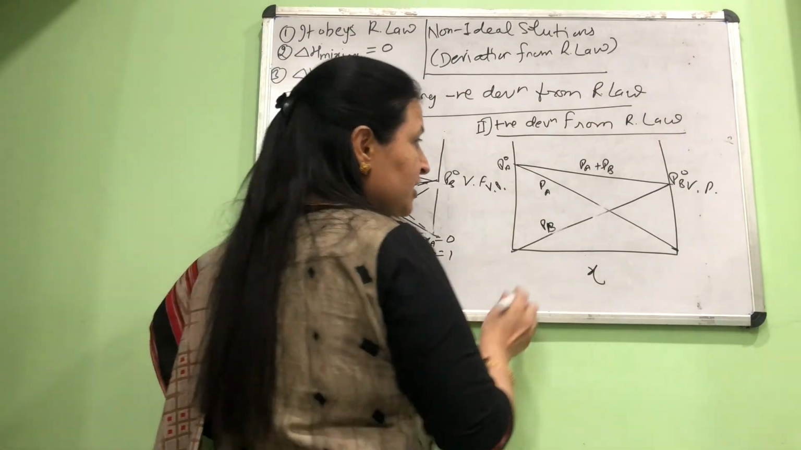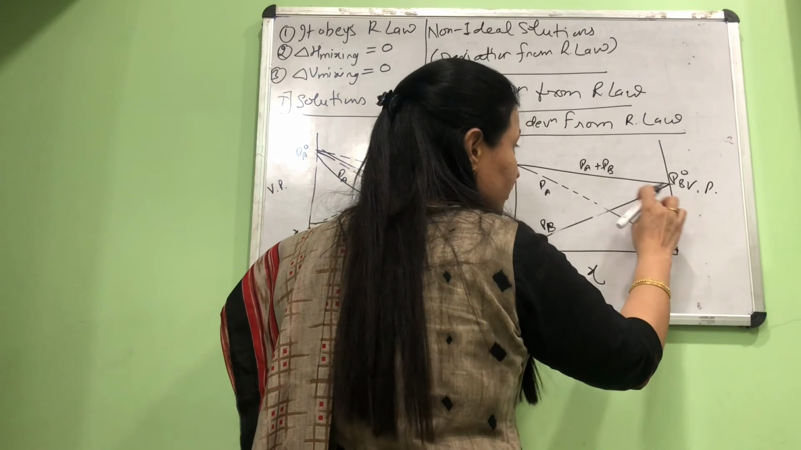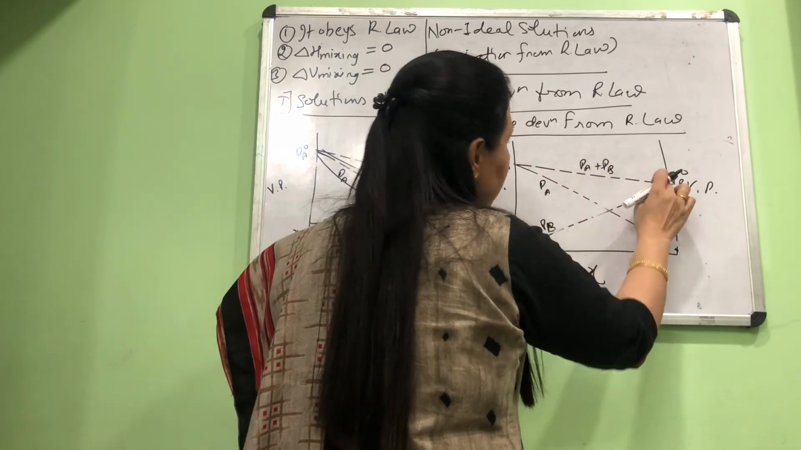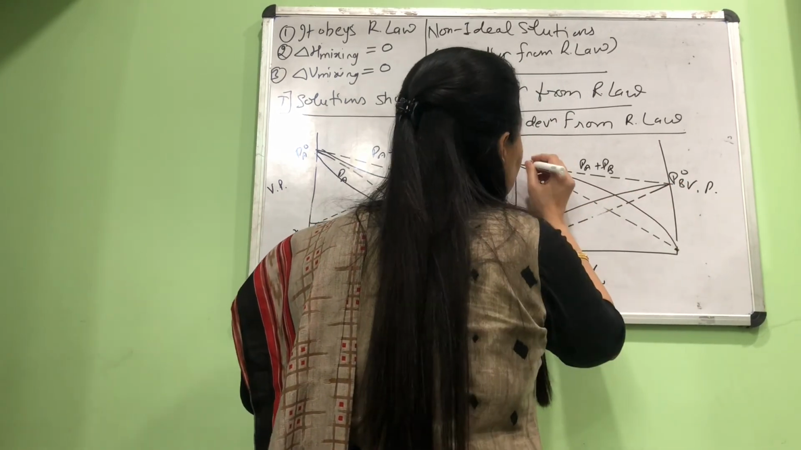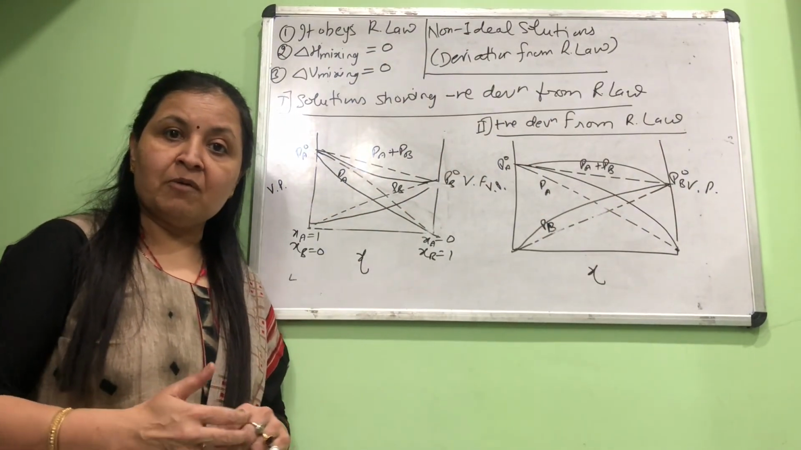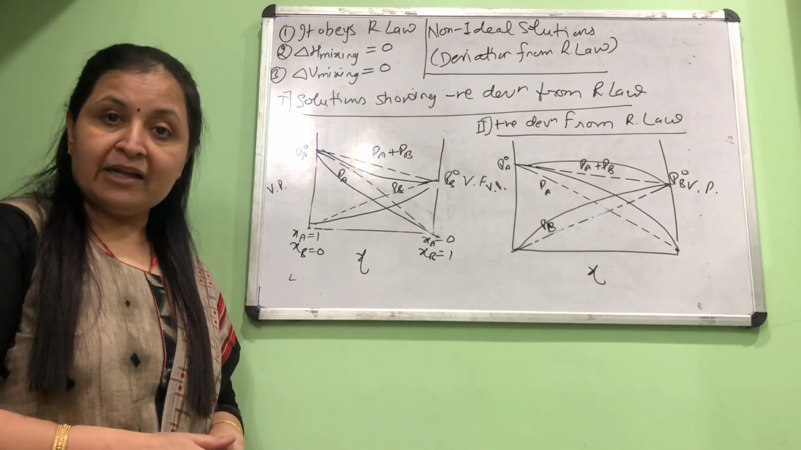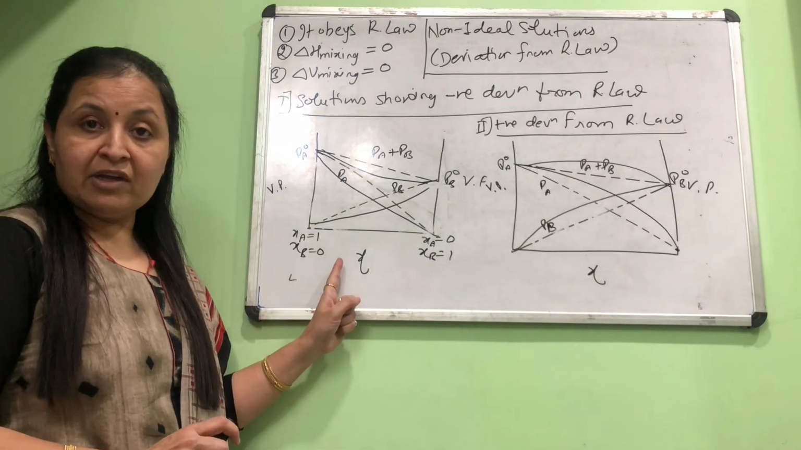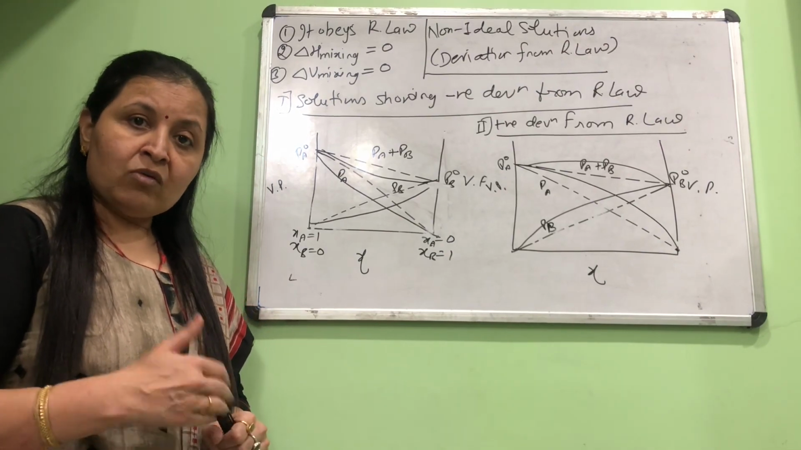In positive deviation, this is again a dotted line showing the ideal behavior. This is what we expect to happen, but this is not happening because of positive deviation. The observed vapor pressures you will see are more than what you expect. This is a graph showing positive deviation from Raoult's law. So altogether in Raoult's law we studied 3 graphs, one showing ideal behavior and 2 graphs showing non-ideal behavior, the one showing negative deviation and the other showing positive deviation from Raoult's law. Okay, now let's go further.